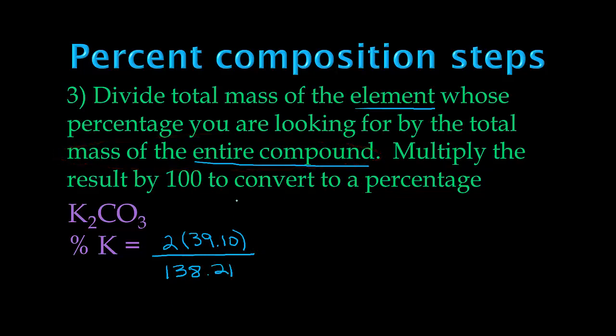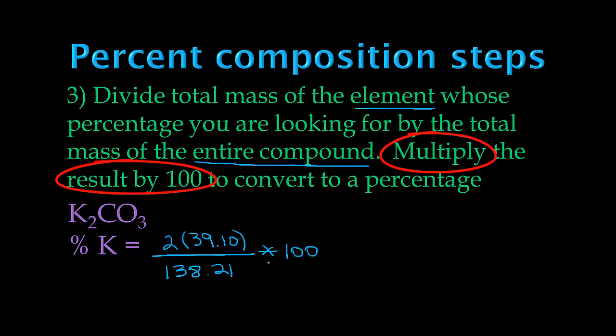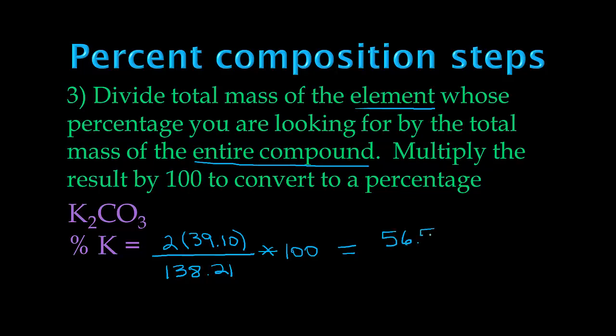Then we multiply the result by 100. And that happens to be 56.58% potassium in potassium carbonate.